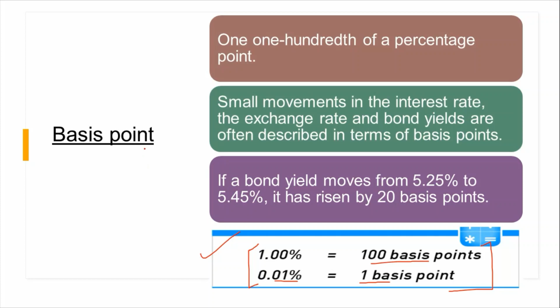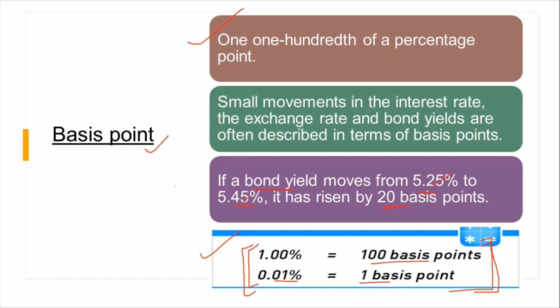If you're told, as in the example I've taken over here, that a bond yield moves from 5.25% to 5.45%, it means that it has risen by 20 basis points. Of course, there's a difference of 0.2 between this and this, so it's 0.2%, and that would mean 20 basis points. You just have to remember these numbers: 1% is 100 basis points and 0.01% is 1 basis point.